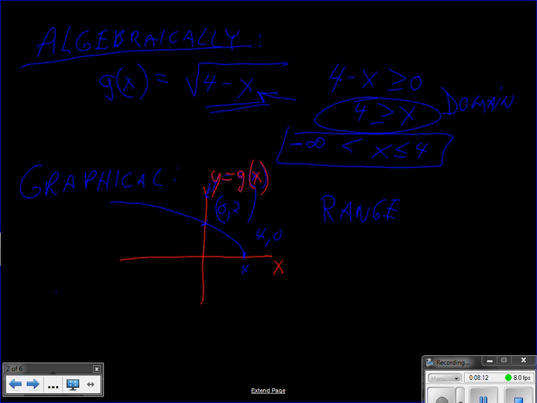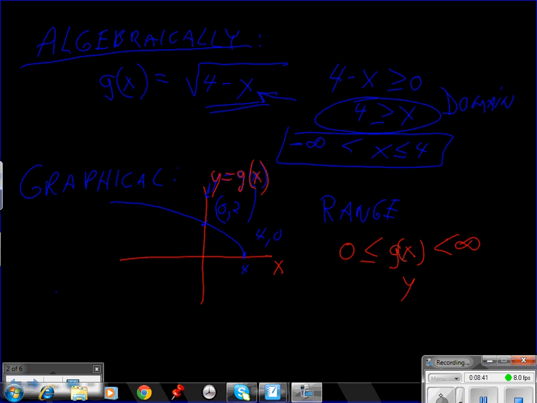So again, range, I might say something like, well, g of x is greater than or equal to 0. And then is there any maximum? Does it hit a max as it goes up here? Well, no. As x gets more negative and more negative, this keeps growing. So for range, I might say something like that. Or I might even put y in here.